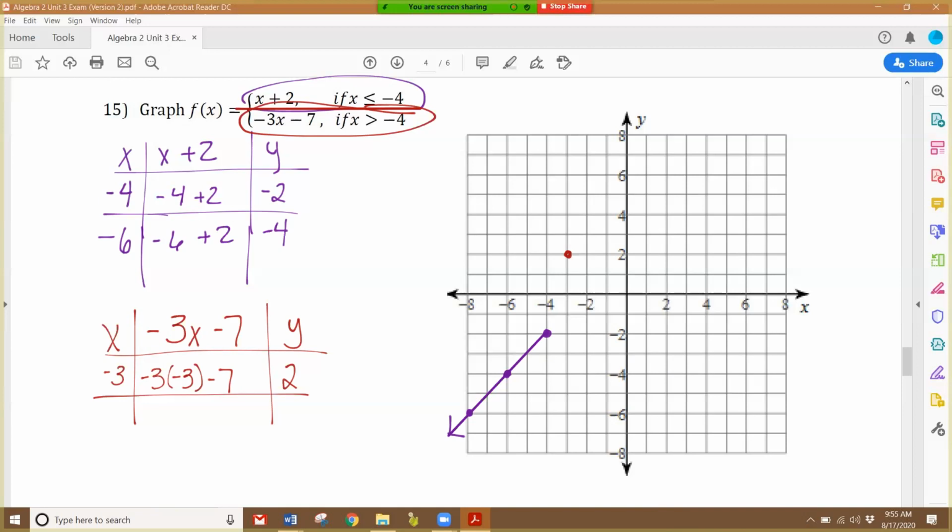And again, I've got to keep picking numbers that are greater than -4. The next one I would pick would probably be 0 because that's an easy one. If I take 0 times -3, that's 0, minus 7 is -7. So I'm going to have the ordered pair 0, -7 on my graph.